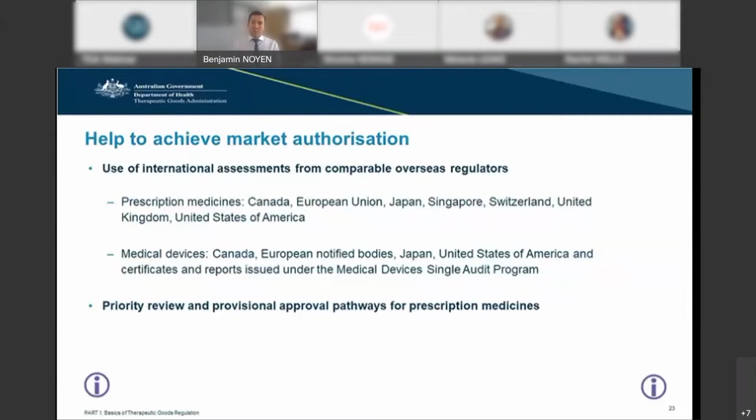There are also expedited pathways available for eligible prescription medicines. The priority pathway provides a formal mechanism for faster assessment of vital and life-saving prescription medicines. The provisional approval pathway allows sponsors to apply for time-limited provisional registration of promising new medicines where there is a potential for a substantial benefit to Australian patients.